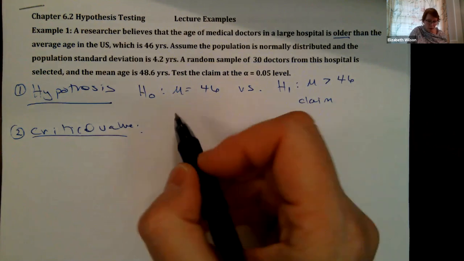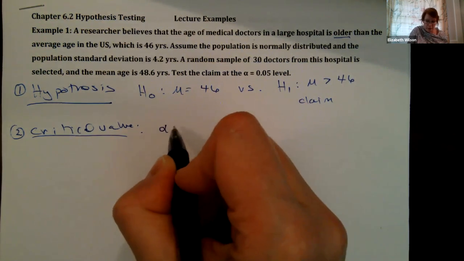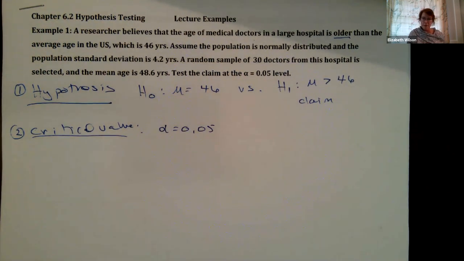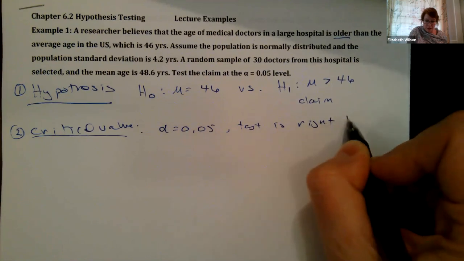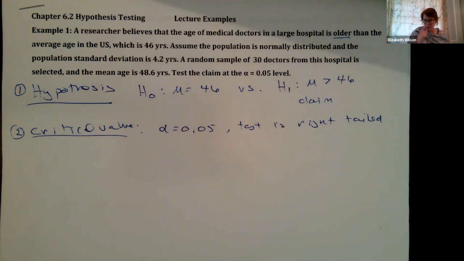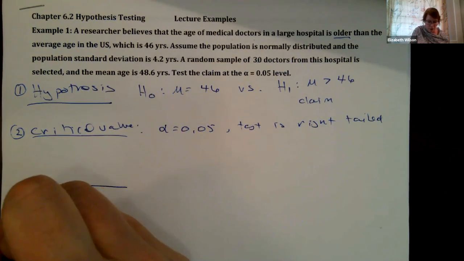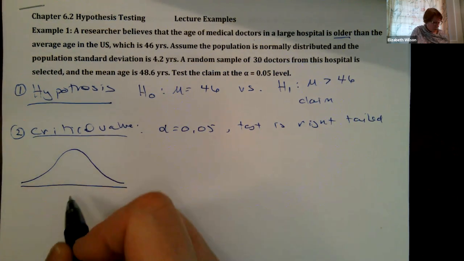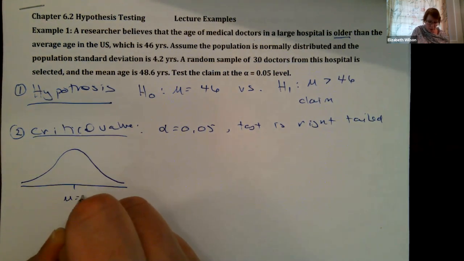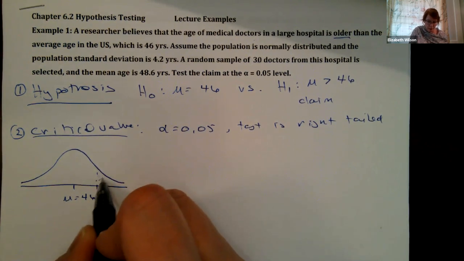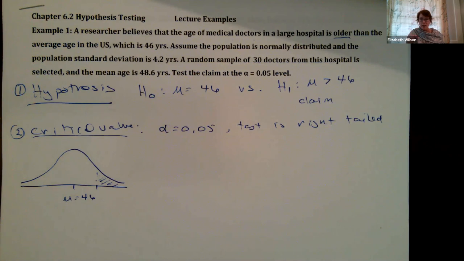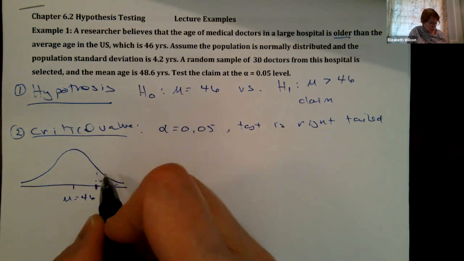Okay, so the critical value. We're given alpha equals 0.05, and our test is right-tailed. I'm just going to draw a picture, I like pictures. So this is my picture. We're saying that the mean is 46 and it's right-tailed because the doctor thinks that the age at the hospital is older than that. So I need to find the Z value that corresponds to alpha equals 0.05.